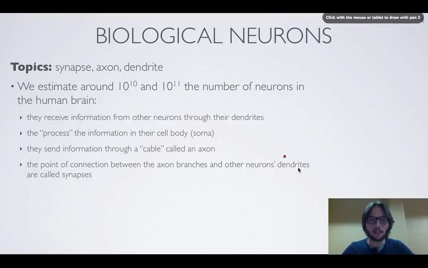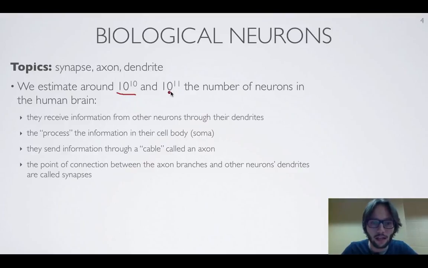Now let's talk about individual neurons and the way that mathematically we write them out. Where does that come from? So let's talk a little bit about the actual brain. Now we estimate that there are between 10 to the 10 and 10 to the 11 neurons in the human brain. Each neuron receives information from other neurons through their dendrites.